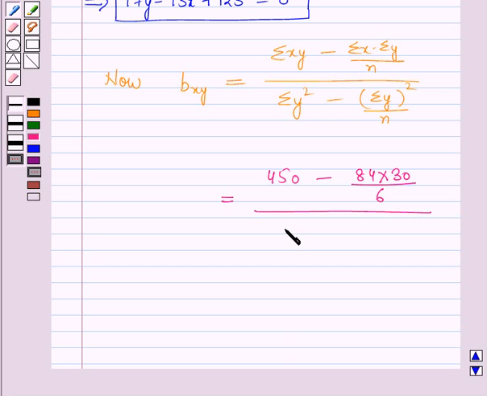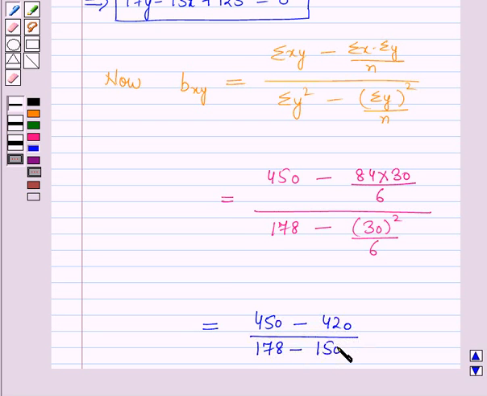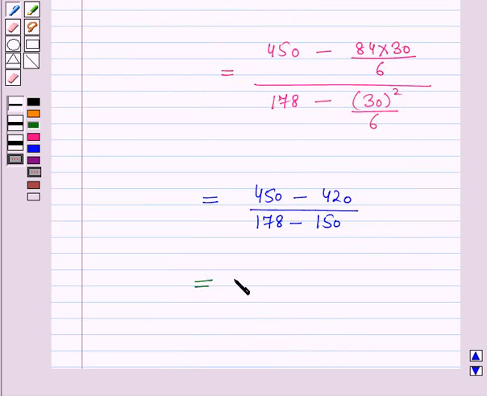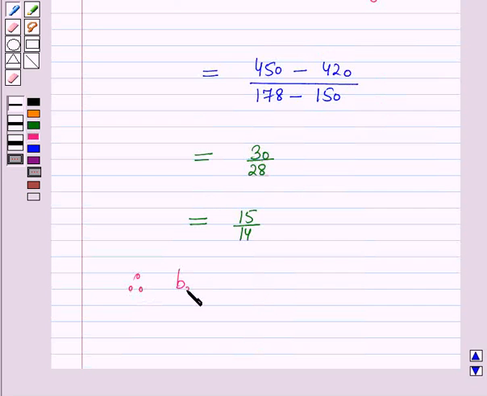summation y square is 178 minus summation y is 30 and its square over 6. On solving, this will be equal to 450 minus 420 whole upon 178 minus 150. Now this is equal to 30 by 28, which on solving is equal to 15 by 14. Therefore, bxy is equal to 15 by 14.